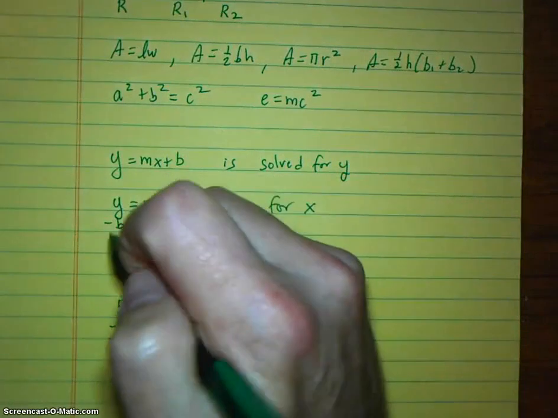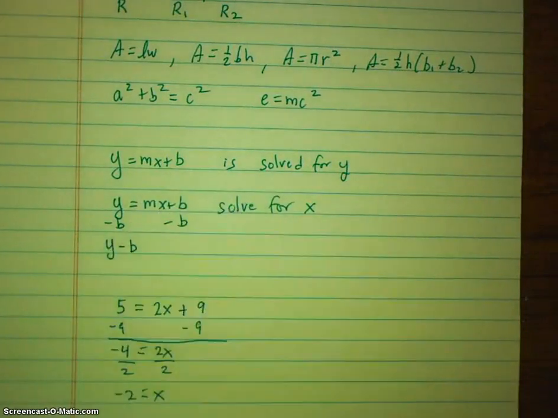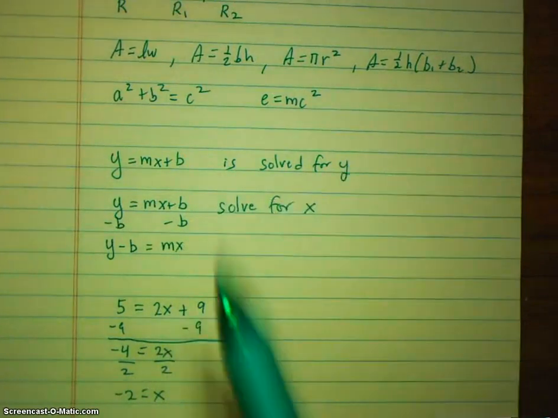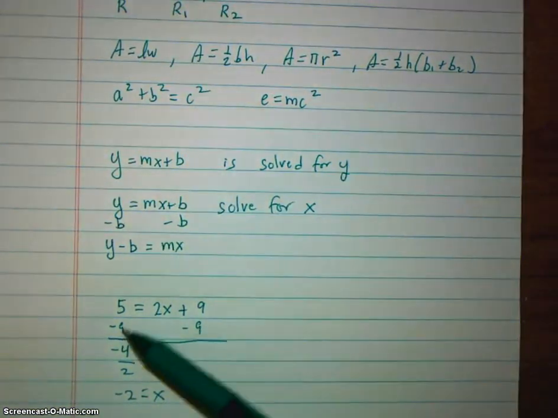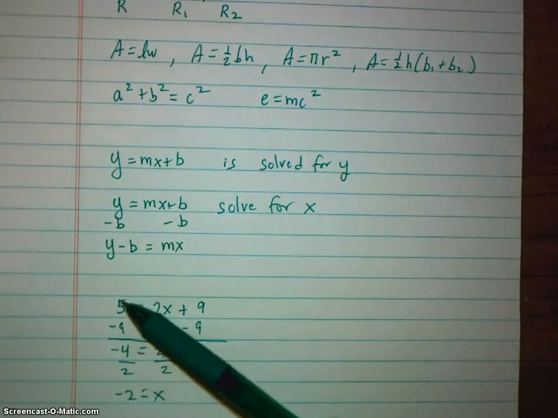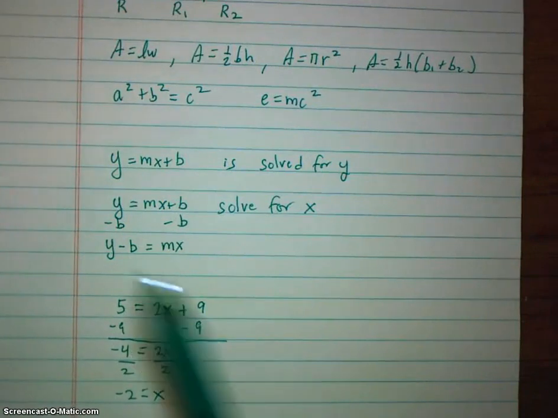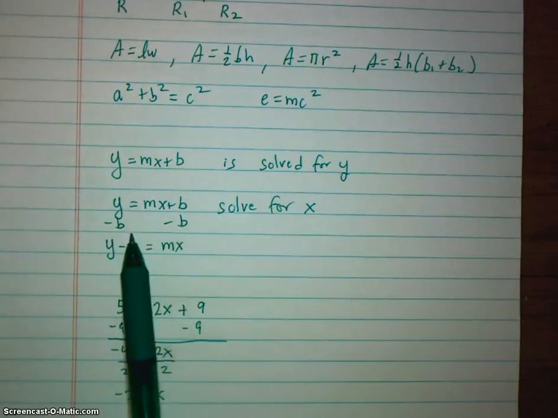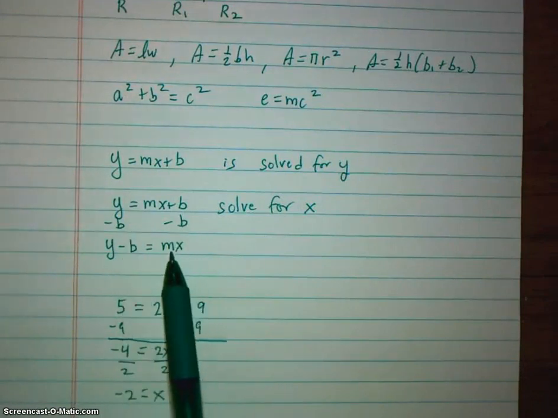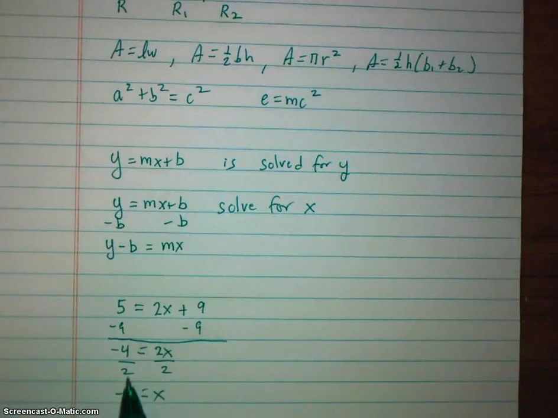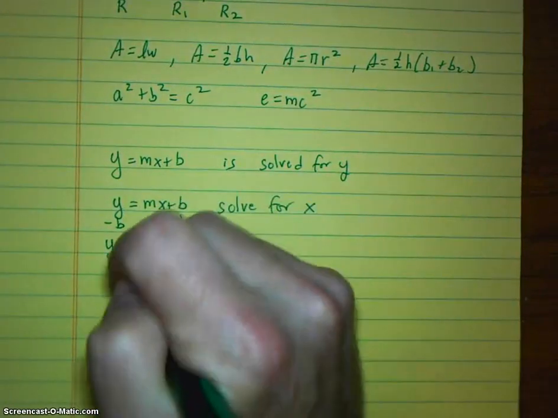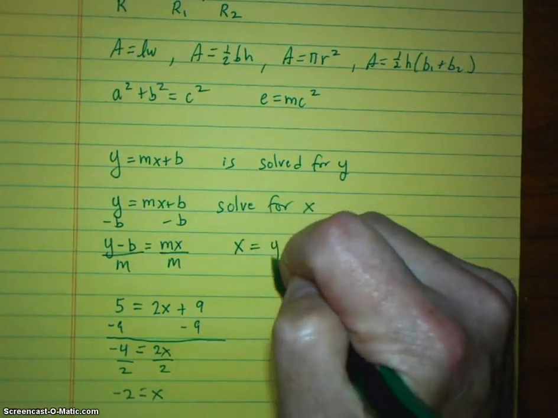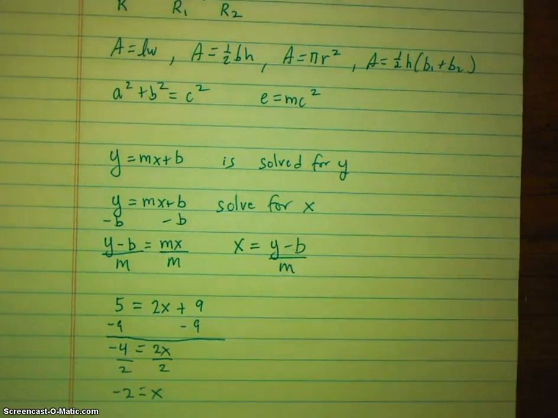Now, here's where the difference really comes. Over here, the best I can do is write y minus b equals mx. The big difference was when I subtracted 9 on both sides, these are both numbers. I can combine them and call them -4. Here I can't. But it's the same thing. We would subtract 9 on both sides just like we would subtract b on both sides. Then the x is connected to something by a multiply, just like it was here, so we did a divide. So here's our answer. X equals y minus b over m.